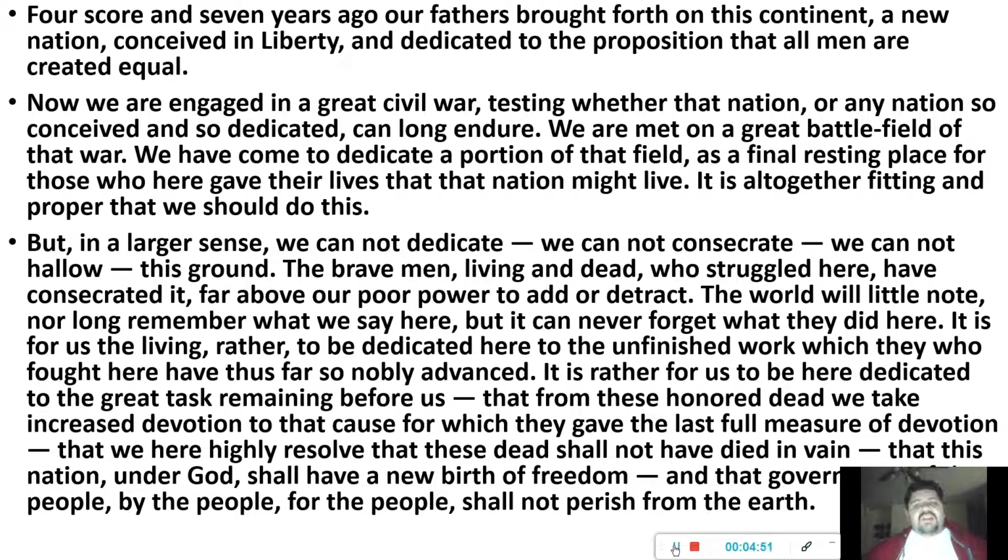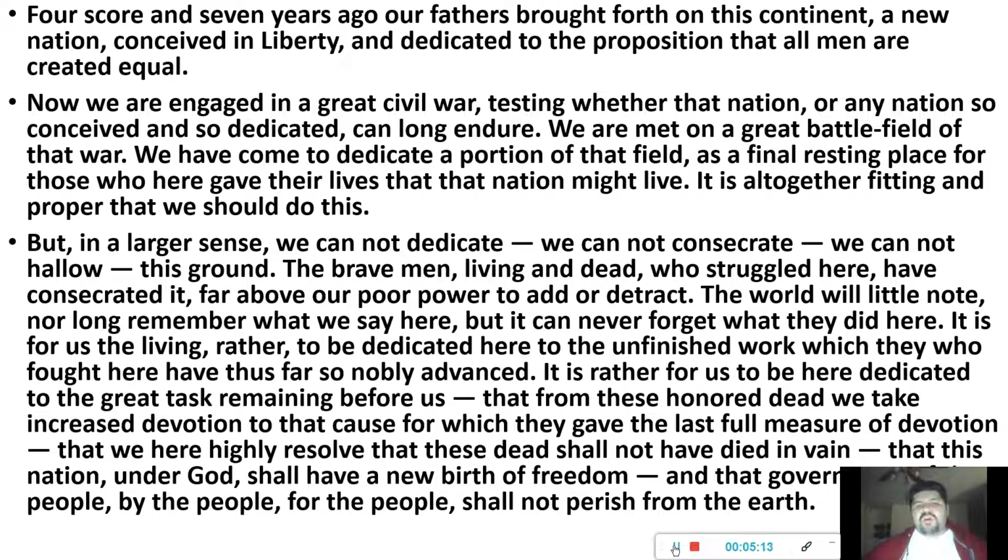It is altogether fitting and proper that we should do this. But, in a larger sense, we cannot dedicate, we cannot consecrate, we cannot hallow this ground. The brave men, living and dead, who struggled here, have consecrated it far above our poor power to add or detract.